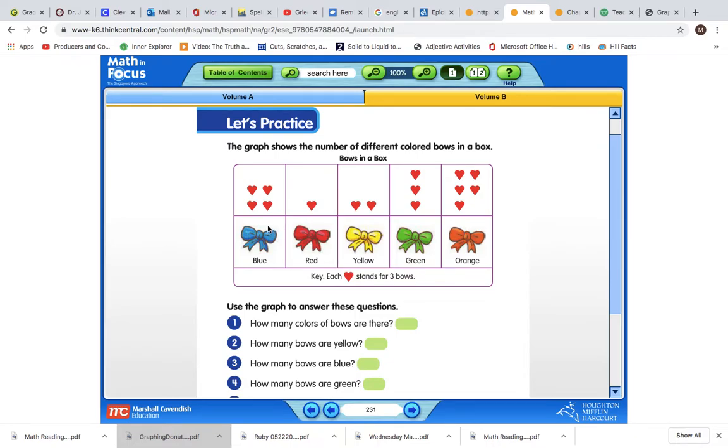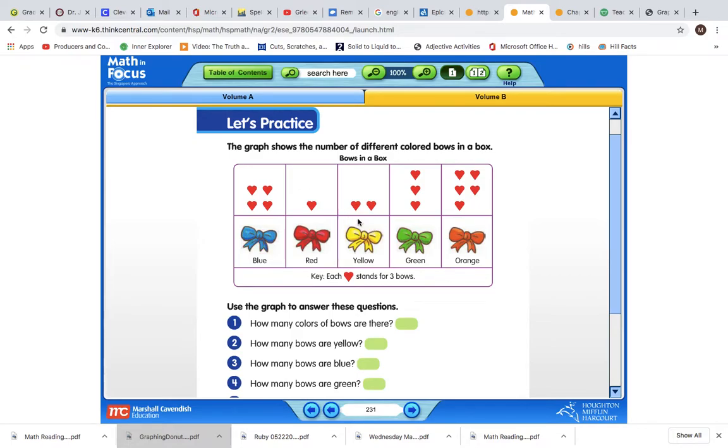So how many blue bows are there? I'll give you a few seconds to figure it out. We're counting by threes. So if you're counting by threes, it should be 12. There should be 12 blue bows. And again, write it right on the graph. How many red bows? You're right, there are 3 because there's only one symbol. Each symbol stands for 3 bows. So write 3 for red.